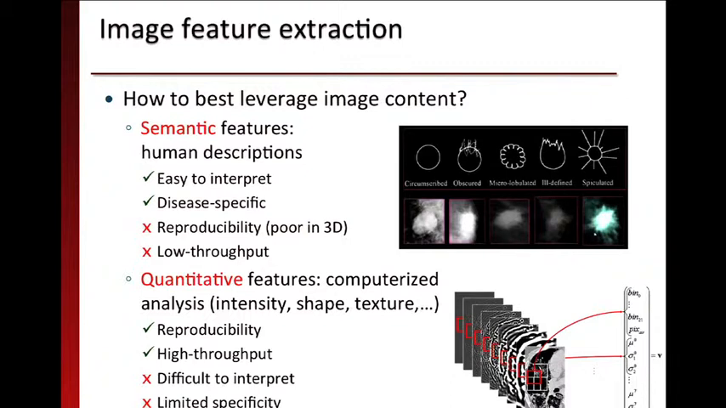So there is another approach, which is to build quantitative features. So really to use computerized image analysis to extract those features. And those could be like intensity, shape, or texture. And the good thing with those is that they're very reproducible. If you give the same image, they will always give the same feature value. And it's very high throughput because we are only limited by the computational power that we have at our disposal to analyze a large cohort of patients.